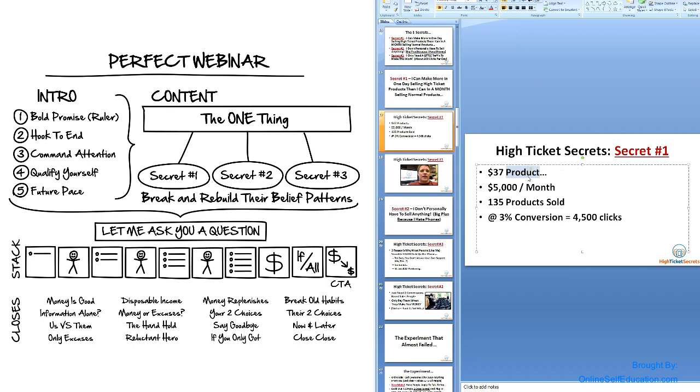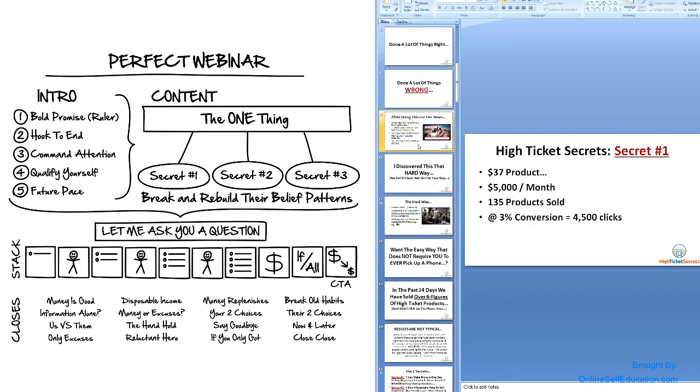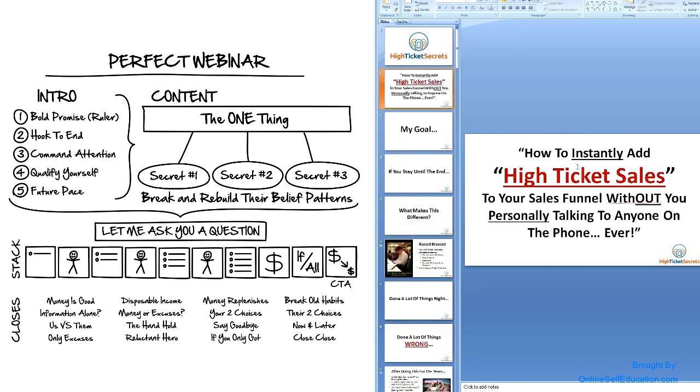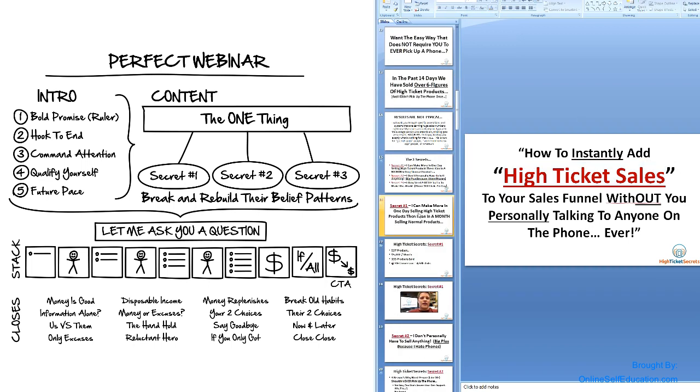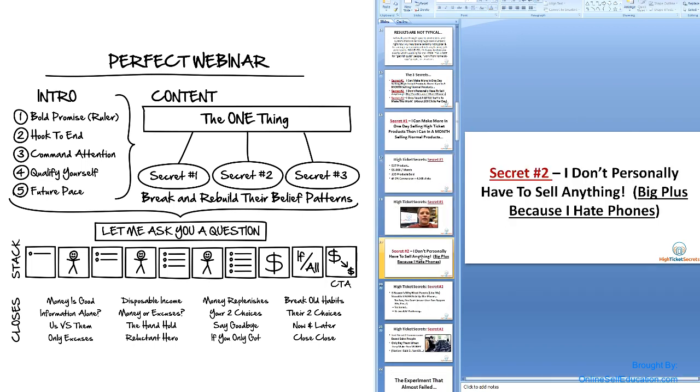And the pattern I want them to believe for this webinar, what's my one thing? I want them to believe they can do high ticket sales. That's my one thing. High ticket sales. Boom, boom, boom. Now I switch over to secret number two.